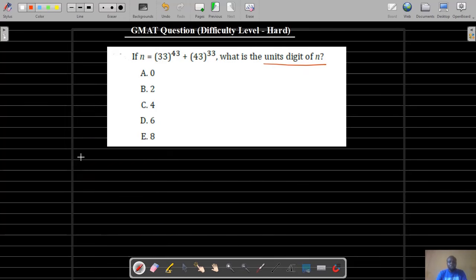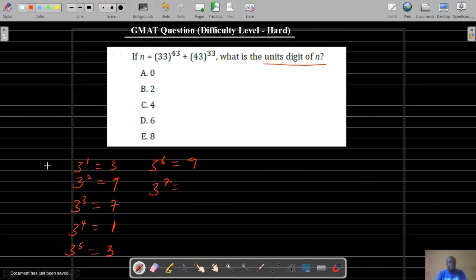So now let's proceed. For 3, remember, we've seen that 3 raised to power 1, the unit digit is 3. 3 raised to power 2, the unit digit is 9. 3 raised to power 3, the unit digit is 7, which is 27. 3 raised to power 4, the unit digit is 1. 3 raised to power 5, that's basically 243, the unit digit is now 3. And 3 raised to power 6, the unit digit is 9. 3 raised to power 7. You can now see that the pattern is repeating.